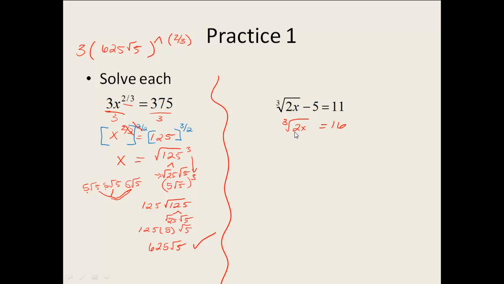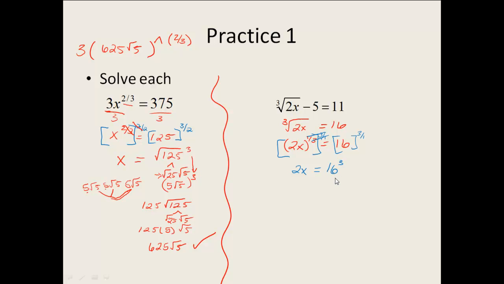Now, I've got to change this into a fractional exponent because in order to find the reciprocal, I need to know what my fractional exponent is. Cubed root is really the 1/3 power. Now that I have it rewritten, I can go ahead and figure out what my reciprocal is. And my reciprocal would be raised to the 3/1. So each side is going to get raised to the 3/1, which is just the third power. On the left side, those will cancel out, so I would just be left with 2x. And on the right side, I would have 16 cubed.